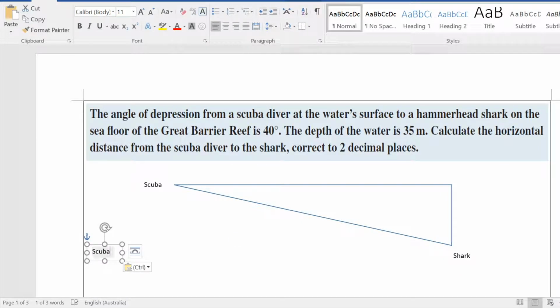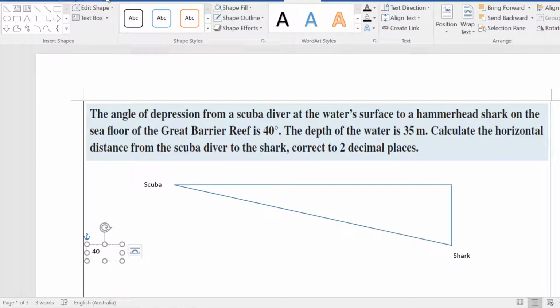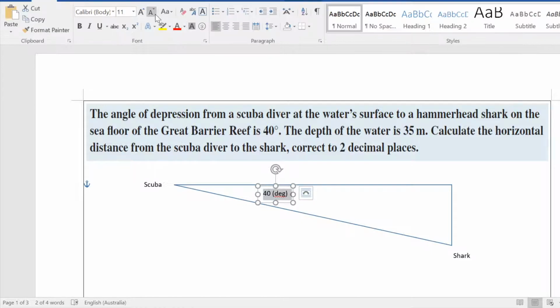So the 40 degrees, where is that going to be? I'll just put degrees in so I don't have to get the symbol. Because it's an angle of depression, the 40 degrees is actually going to be in there. I might make this text a bit smaller so I can sneak it in closer. So we've got a 40-degree angle of depression, and we know that the depth of the water is a total of 35 meters. The depth is a vertical one. Now, what we need to find is the horizontal.